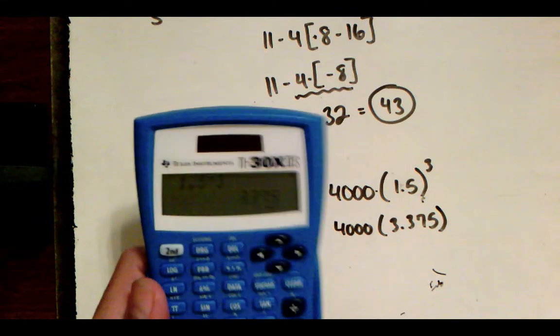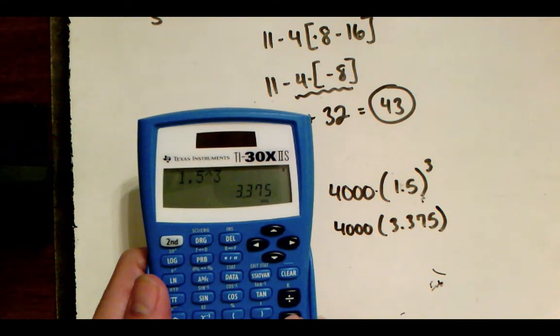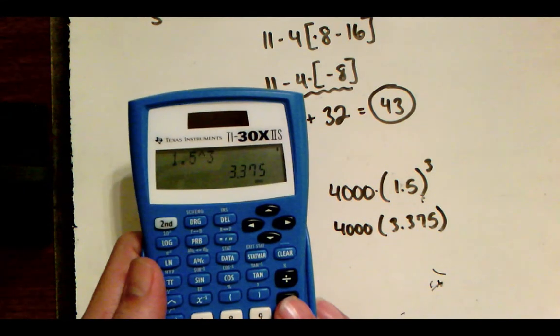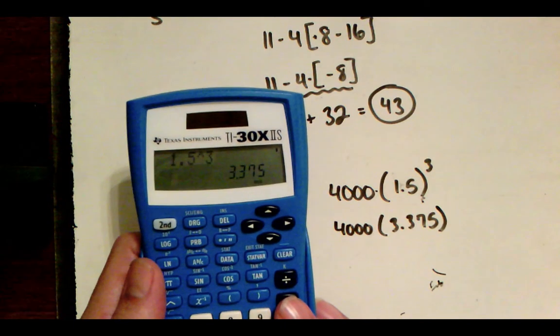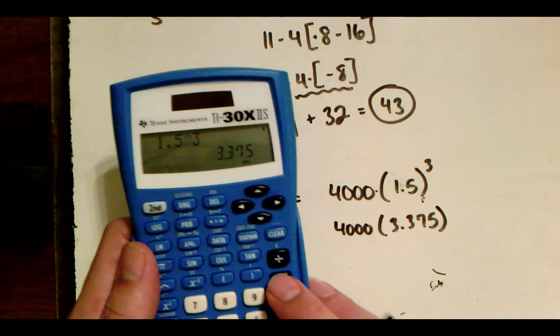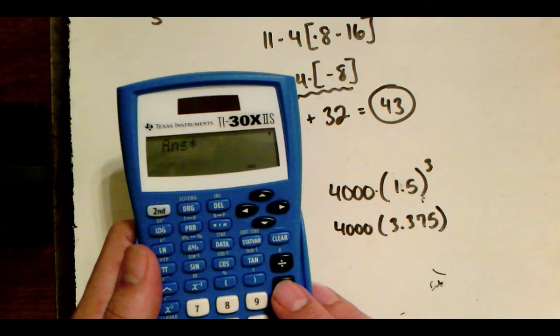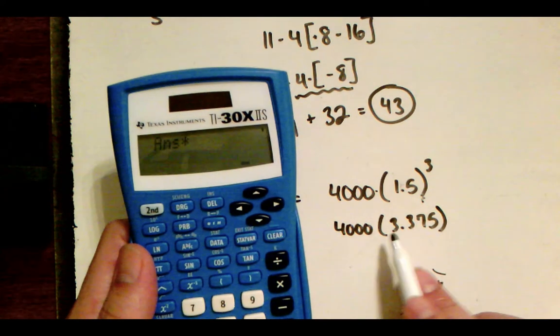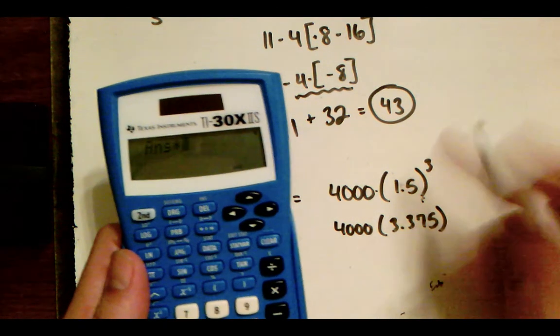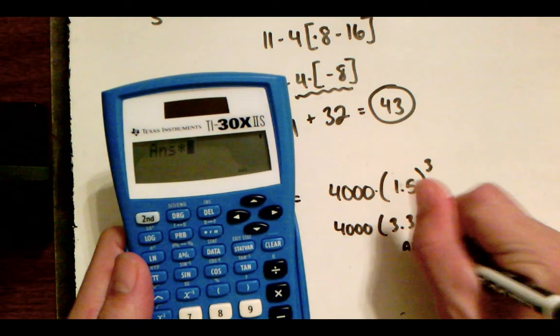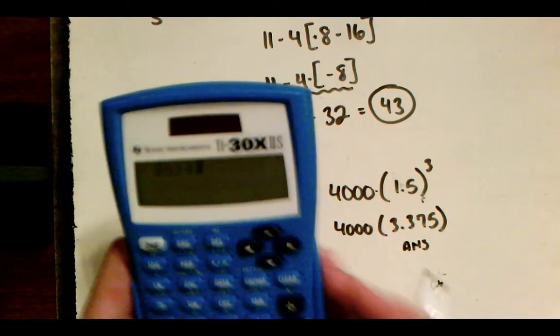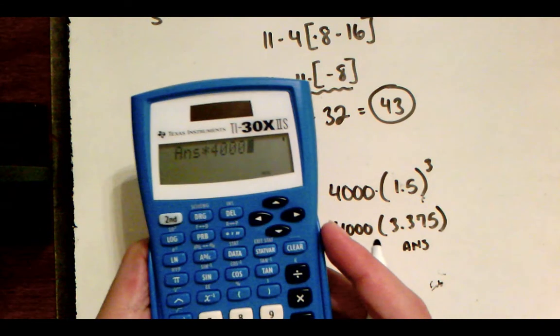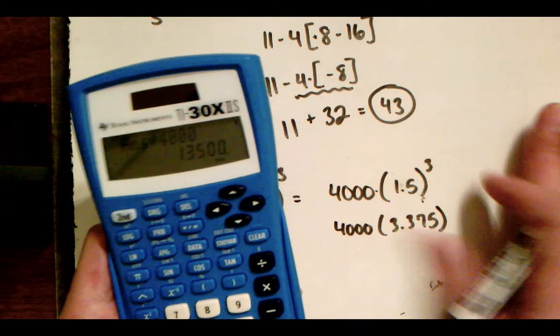If you want to take an answer that already exists in your calculator and use it in the next calculation, like for example, I want to do 4,000 times this answer, I'm just going to do immediately times 4,000. The ANS is taking this number right here, which was the previous answer, and it's calling it the ANS, or the answer. So I'm going to do that times 4,000. I'm going to get 13,500.